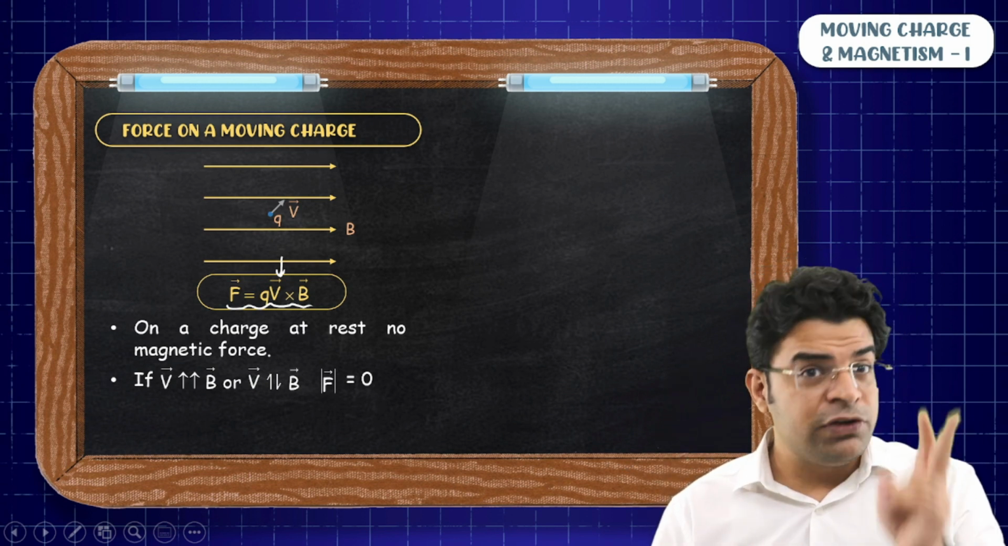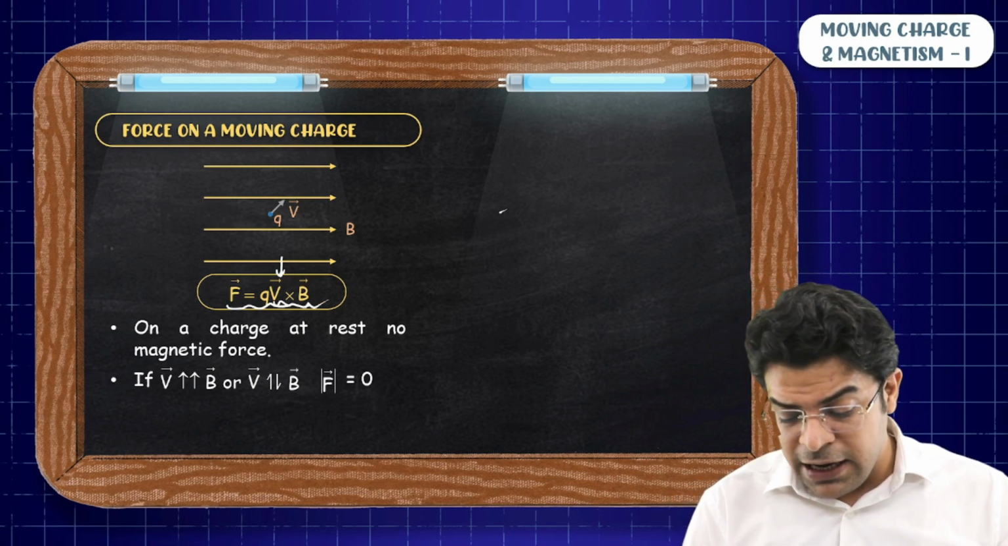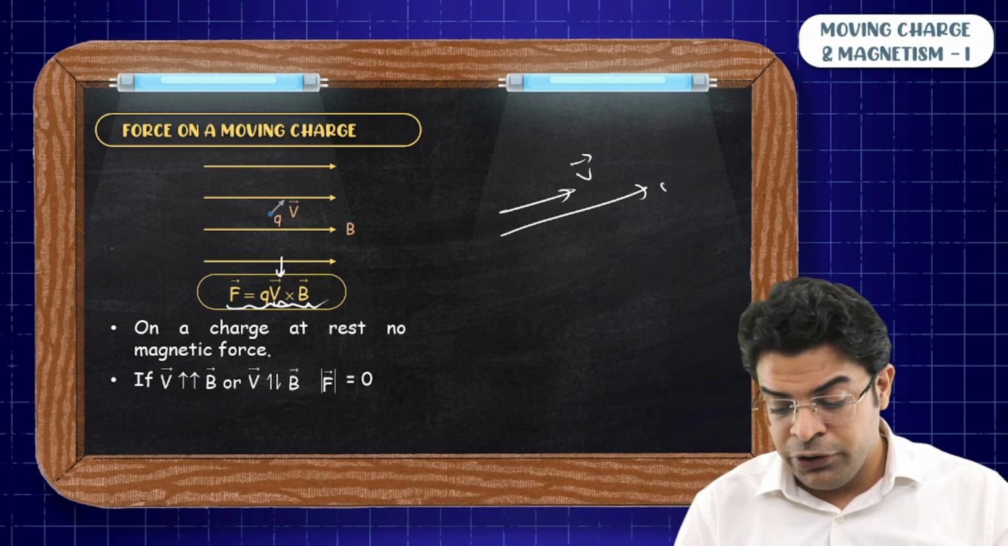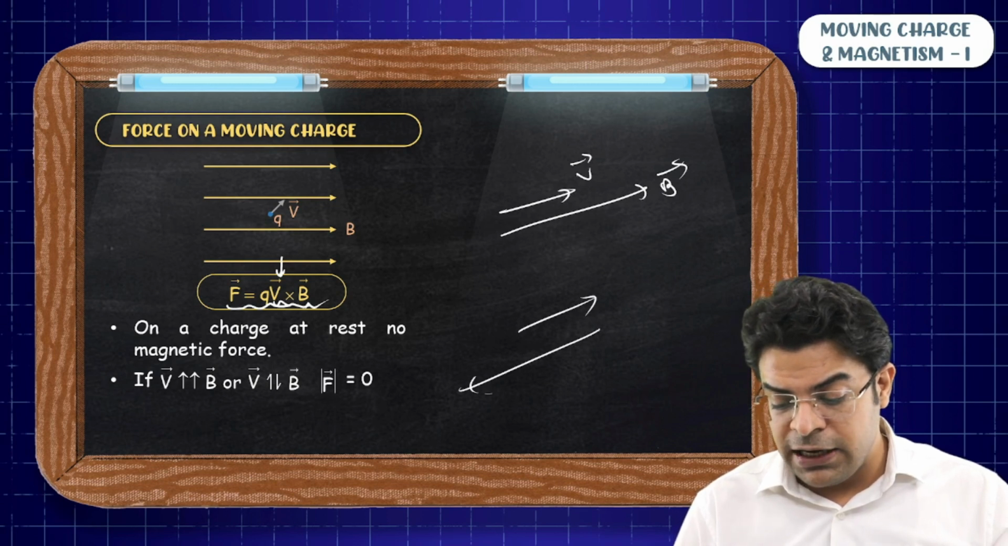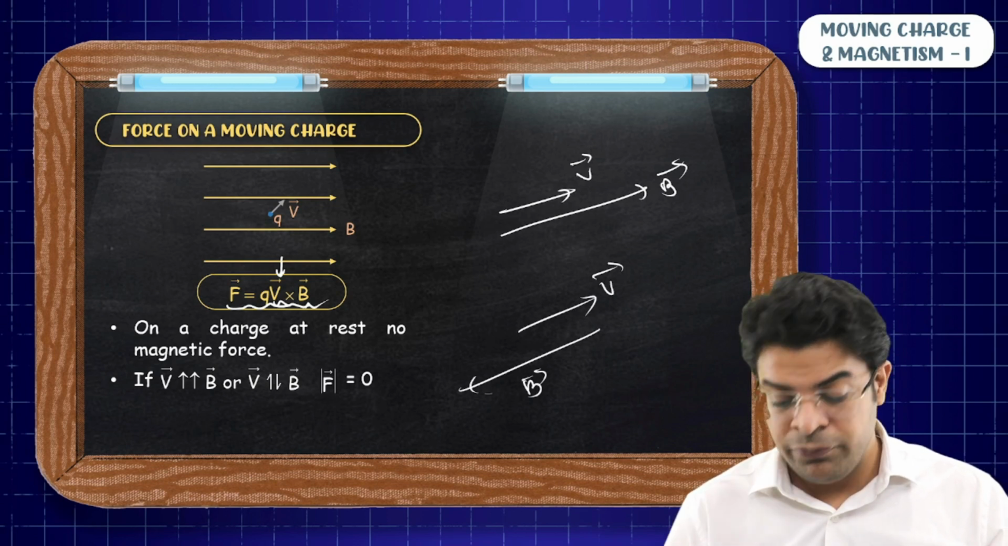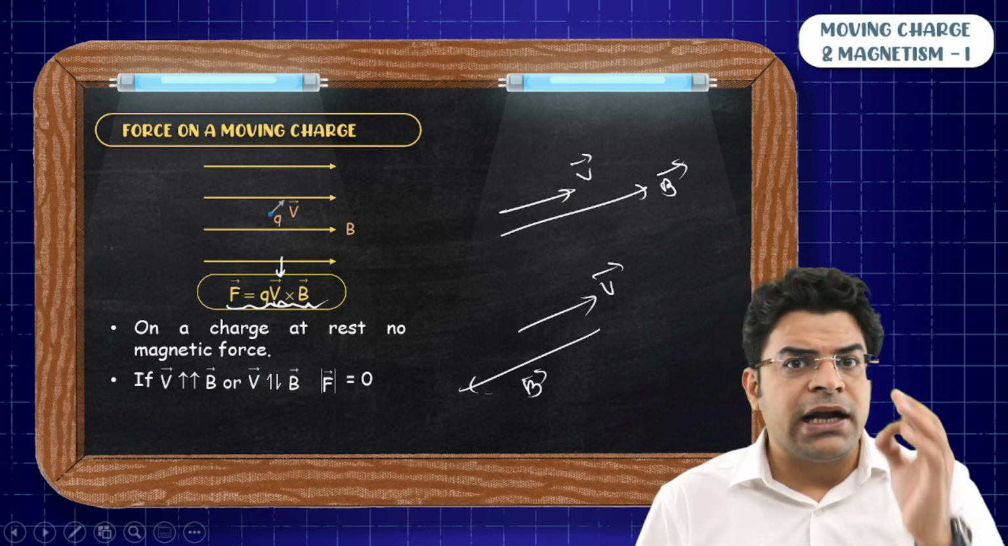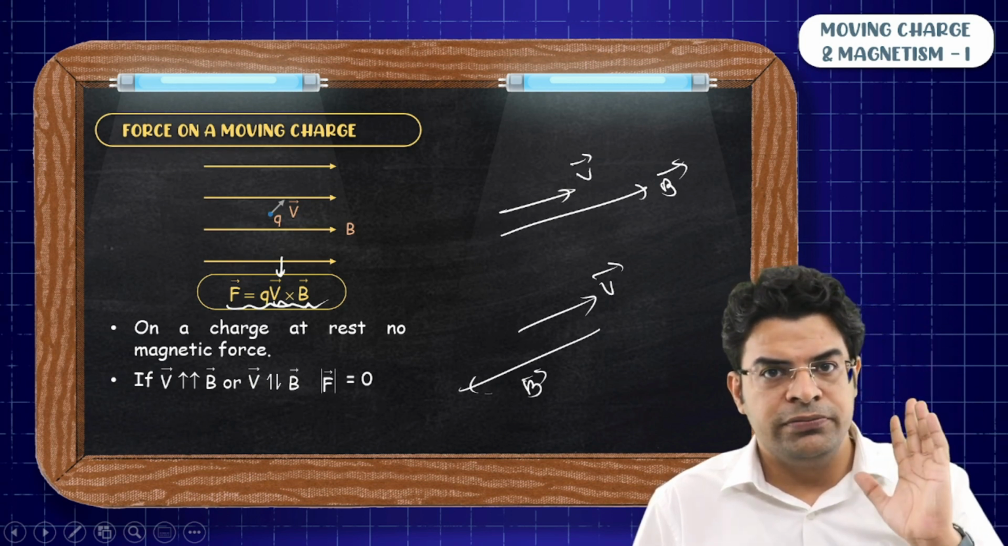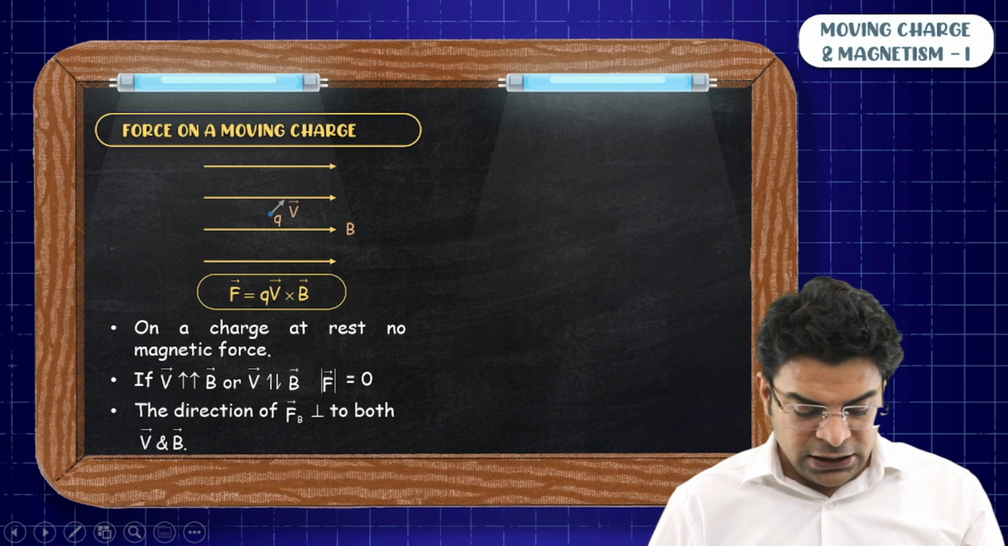The second point which I have said is that if the velocity and magnetic field are parallel, or if the velocity and magnetic field are anti-parallel, then the magnitude of force acting on the charged particle will be 0. Okay. Now let's see the next point.